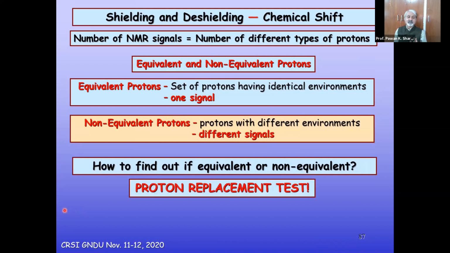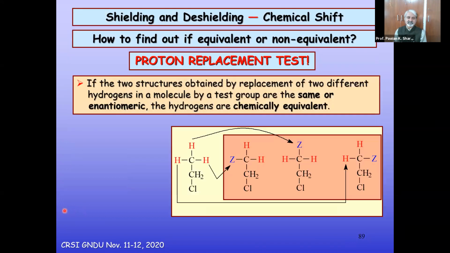Although we can find it out by symmetry also, by topicity also, but that's a little more advanced, so I'll say that we can find it by a proton replacement test. What is a proton replacement test? Whatever hydrogens you want to test, to see whether they are equivalent or not, you replace one hydrogen at a time with an arbitrary group, real group or atom, and then see whether you get the same identical structure or an enantiomeric structure.